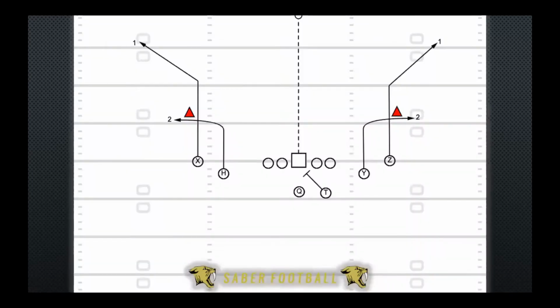So here's one example of a smash concept. So this is one that we would run against a 2-high or middle field open coverage. So envision here that they're in 2-high safety defense. So we got a safety on each of the hashes.